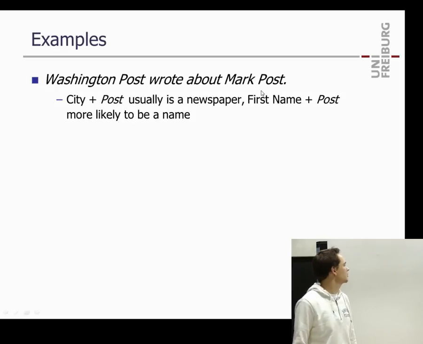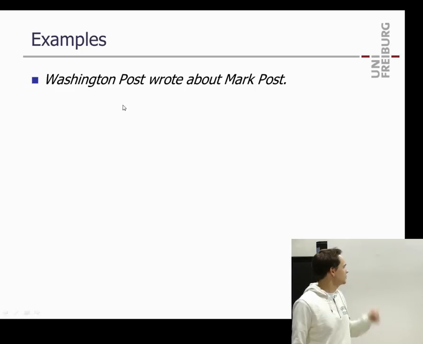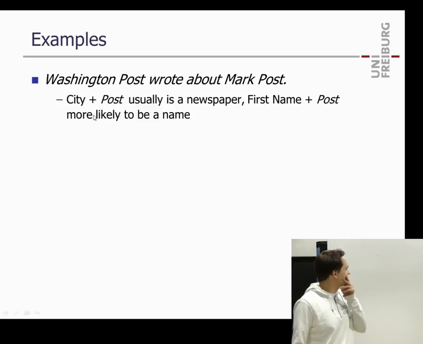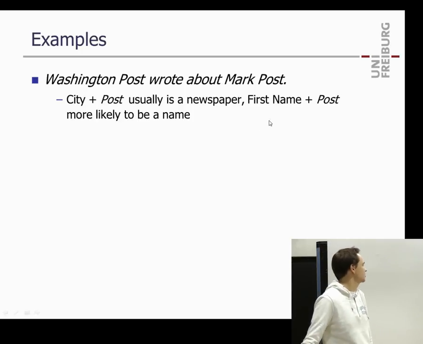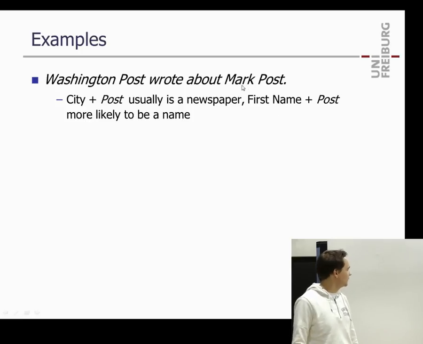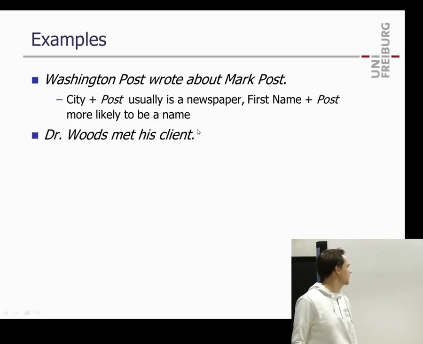Washington Post wrote about Mark Post. Now we see that this is a newspaper and this is probably a person, and in general the rule may be if we had classified this. Let's say we also have a label for a city, not just person, not person, also city. So if we have a city plus the word post, then it's a newspaper, for example, so it's an organization, newspaper. And similarly, if you have a word that was classified as a name or first name, and then we have post, then it's probably a name. So this would be an example of a feature function.